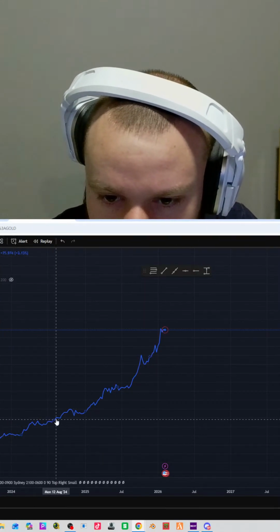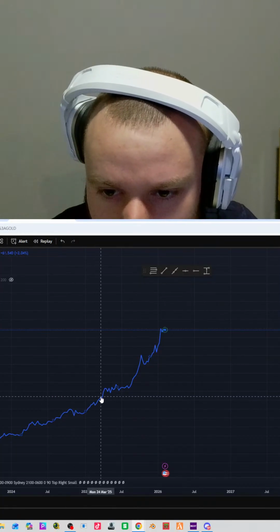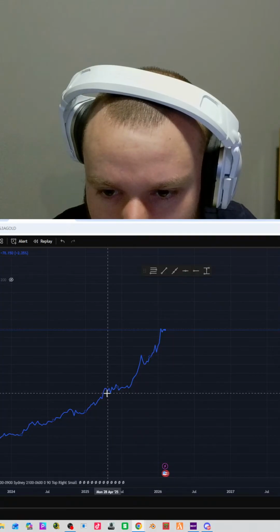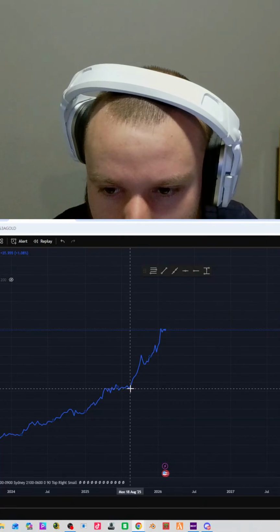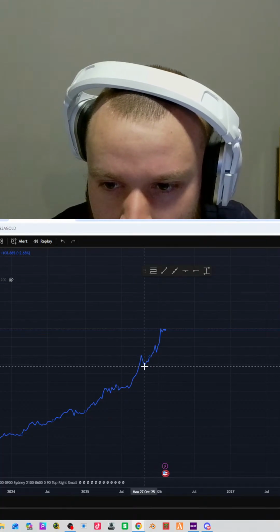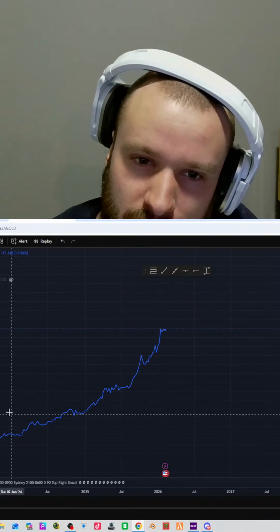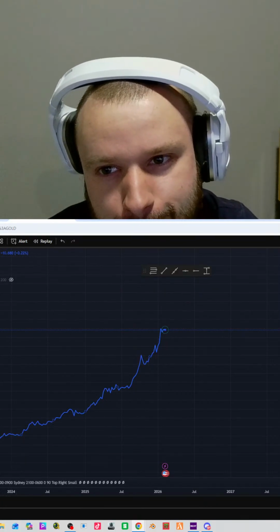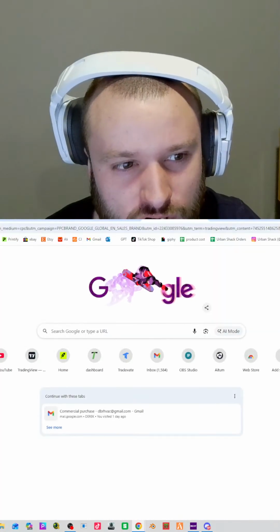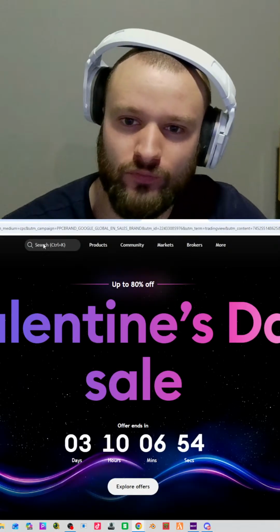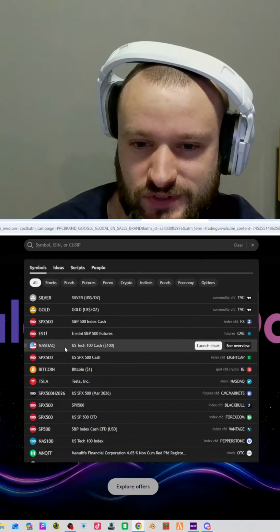So it seems like higher high, higher low. Higher high, higher high, higher low. Wow, this chart's not very solid either though. Maybe we should look at another chart. Let's look at NASDAQ.